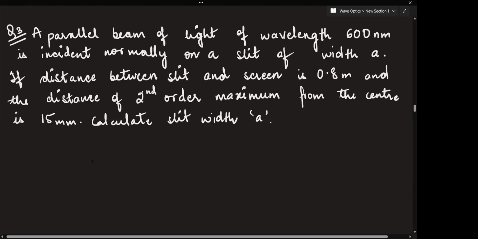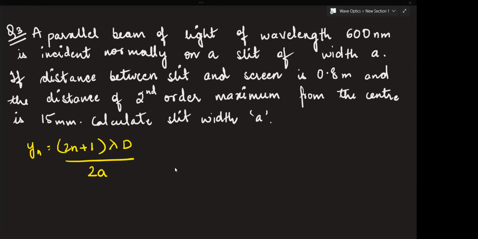We have to find out the slit width. So which formula should I use? Maximum formula or minimum formula? Maximum, because it has given us the value of linear separation for second order maximum. So yn is what we have just seen: (2n plus 1) lambda D divided by 2a. Now tell me the terms one by one.